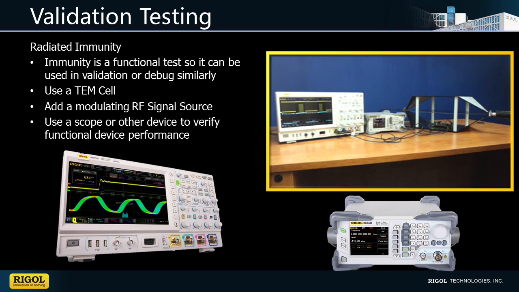And we can do this in the TEM cell with a slightly different test setup. Here we're going to use an RF source, an AM modulated RF source, like our DSG815. And then we use a scope or another device to test functional performance of the board itself. Let's take a look at a video.